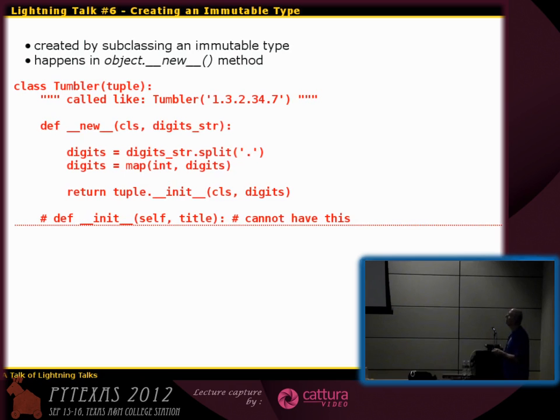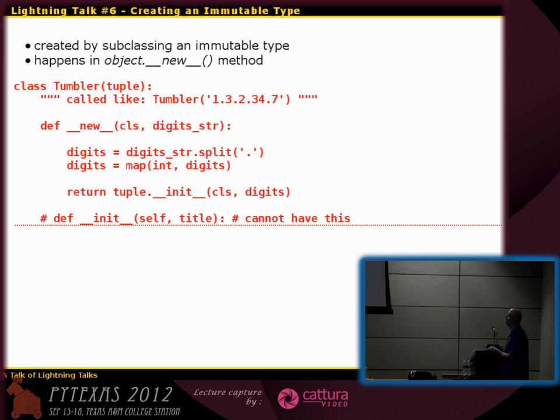So I have a __new__ method. It takes in the class. This is a class here because we don't have an instance yet. We don't have a self yet. We're allocating the self. And we pass in the string of digits up here. This is just for the program I'm using at this time. We're splitting those digits based on the period. So we get back a list of strings.